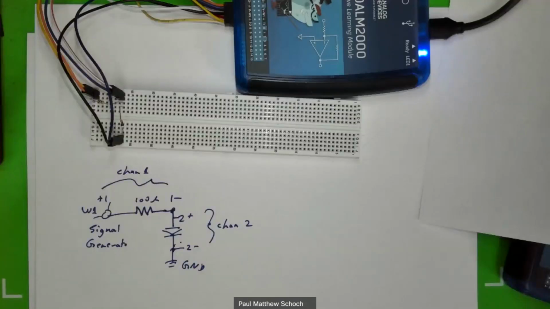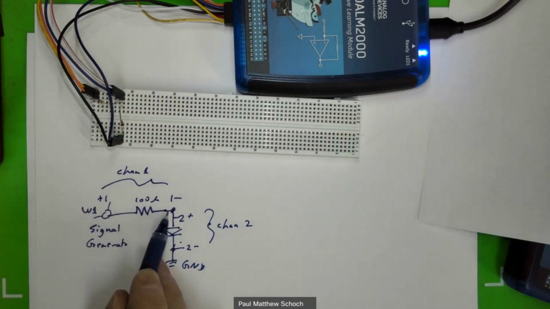Hello. This is a quick recording on an example of setting up a math channel with Scopy. I just set up a simple circuit. I have a 100 ohm resistor and a 1N914 diode. With the resistor and diode, I have the wave gen and ground across the series combination.